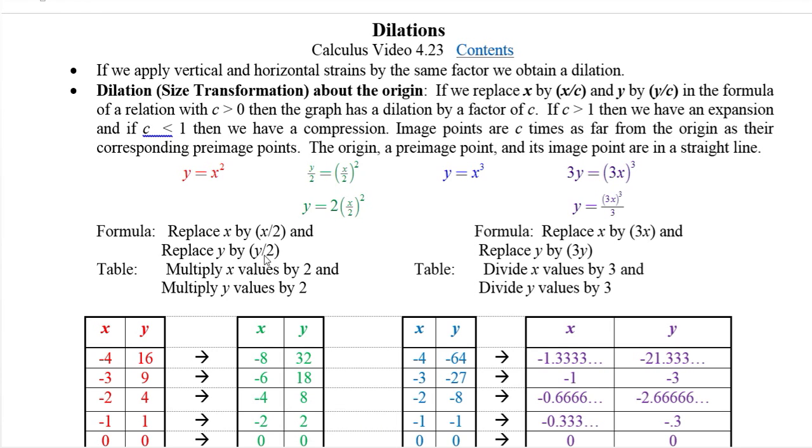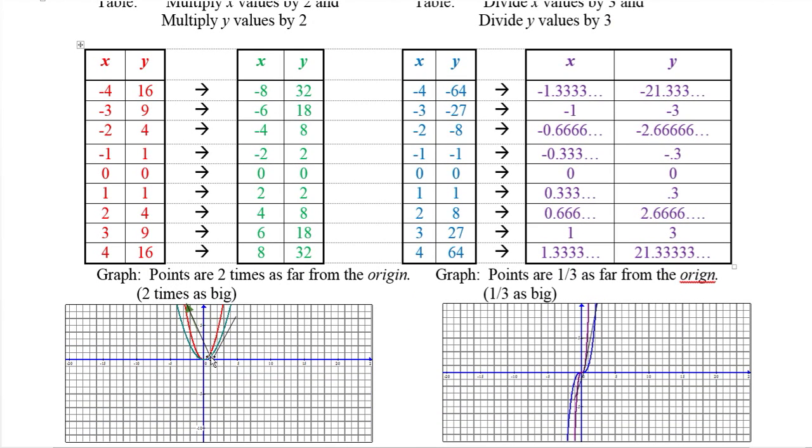Let's look at an example. If we take y equals x squared, replace y by y over 2 and x by x over 2, we get a dilation. Now, the way a dilation works, everything is expanded out from the origin. So we're doubling both the x and the y here.